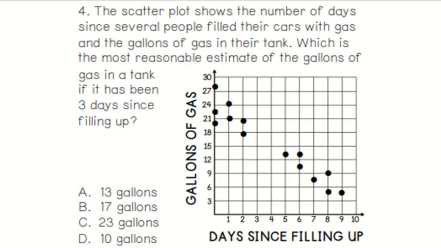This one here, we got a scatter plot that shows the number of days since several people filled their cars with gas and the gallons of gas in their tank. We're looking for the most reasonable estimate of gallons of gas in a tank if it has been 3 days since filling up. So 3 days since filling up. Days since filling up is our X value. We're looking for 3 days. 3 days is right here. Y'all, what would be a good estimate? 13, 17, 23, or 10?